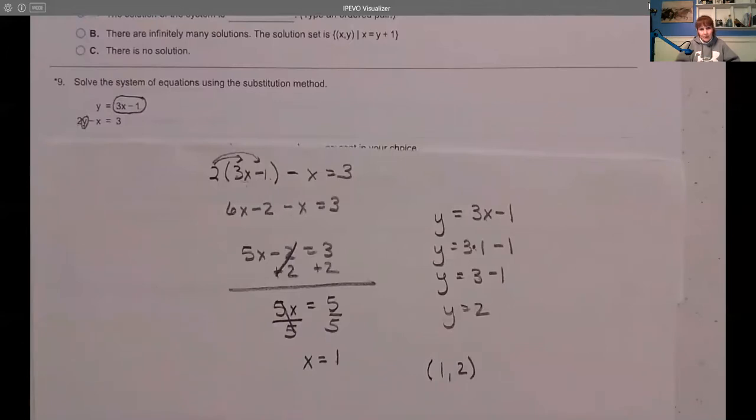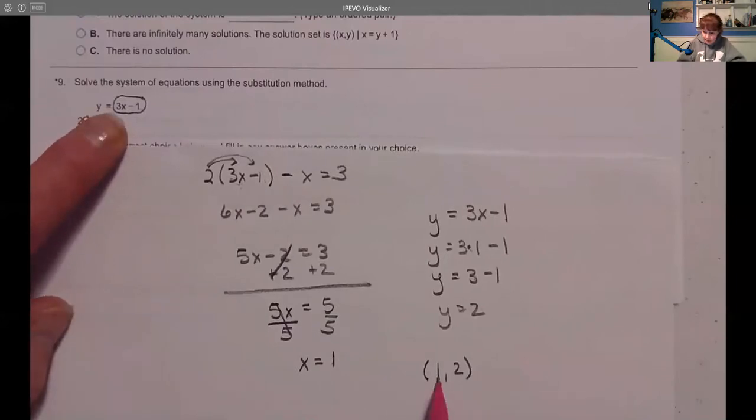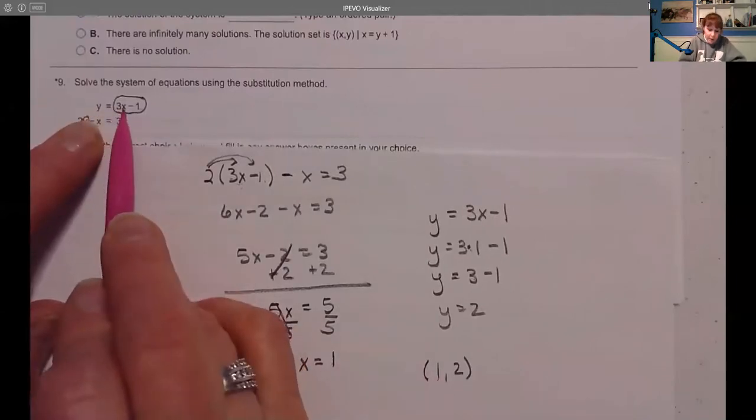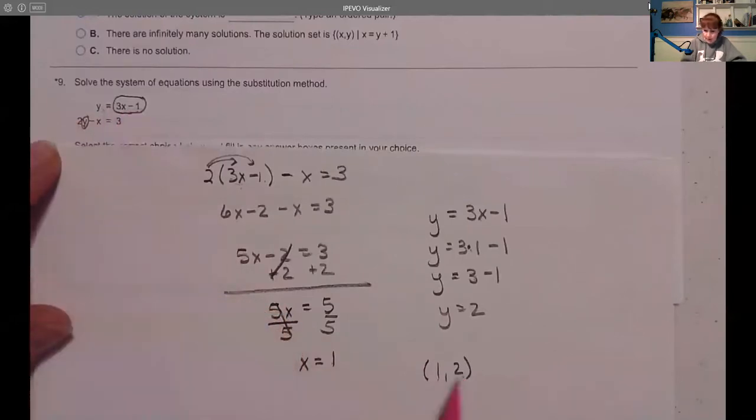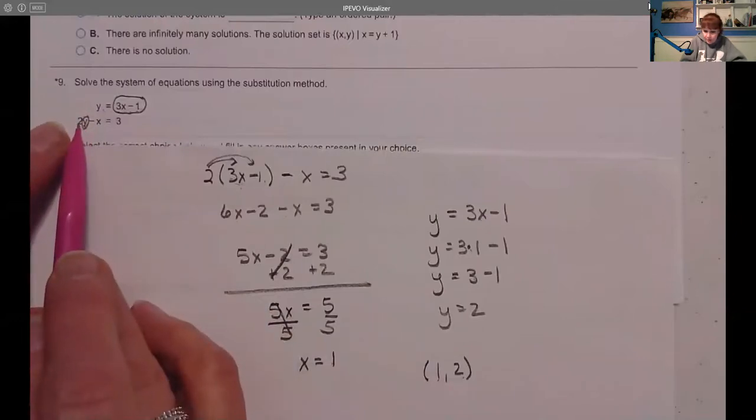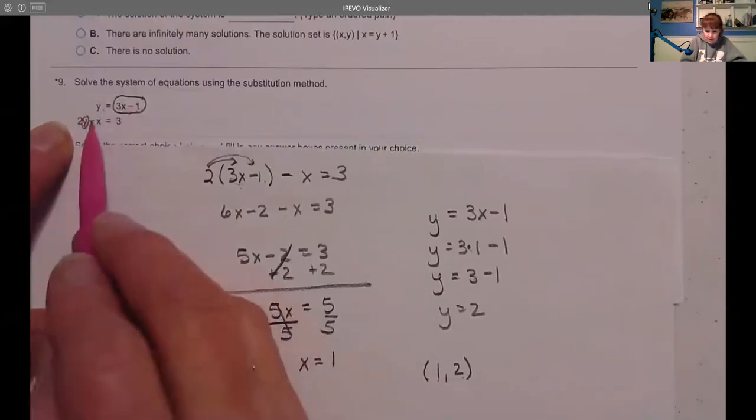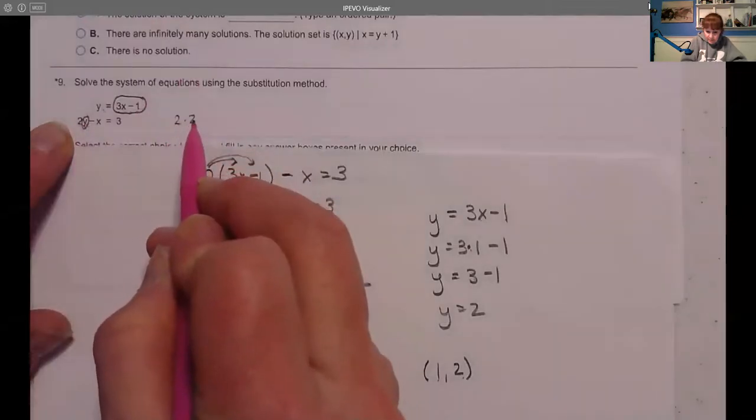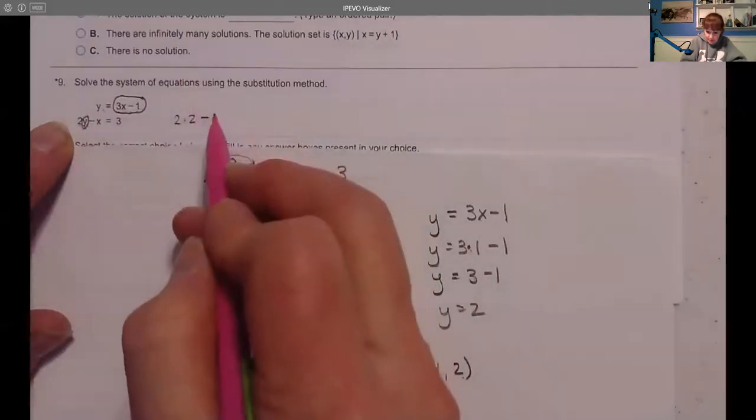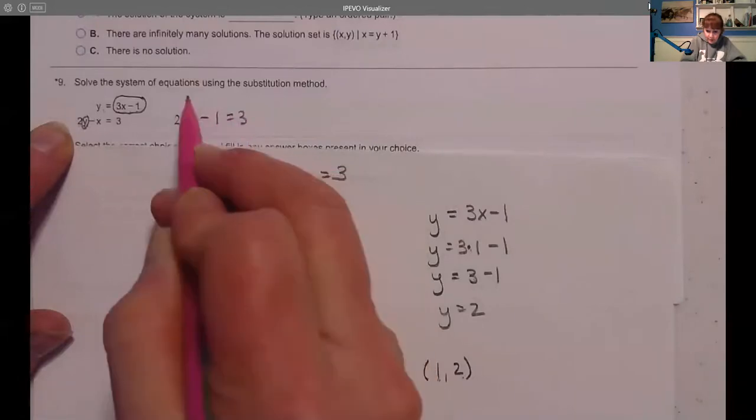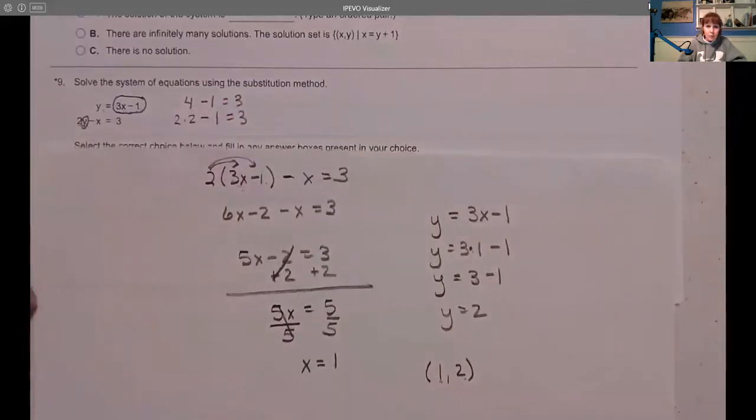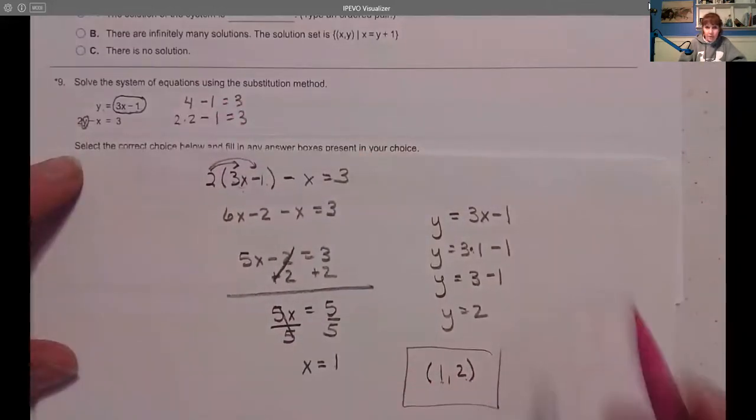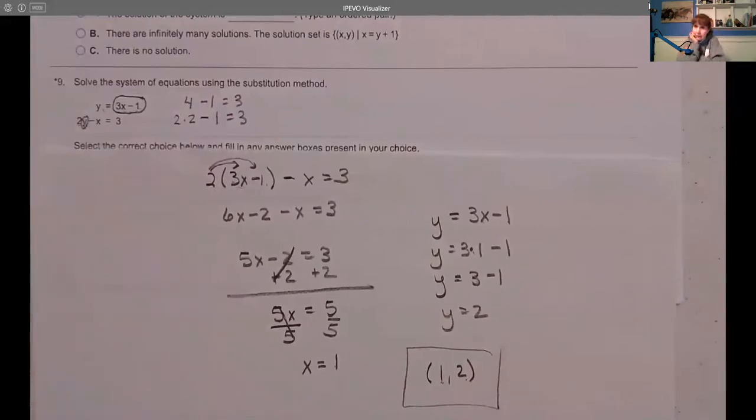So that wasn't too bad. And you could try it. If you were to put in 1 for the x, 3 times 1 is 3, minus 1 is 2. So it works. If you were to put in 2 for y, 2 times 2 minus 1, x is 1. Does that equal 3? Does 4 minus 1 equal 3? Sure it does. So they both work. So there's your point of intersection. It works in both of them. So that's all I have for the substitution.